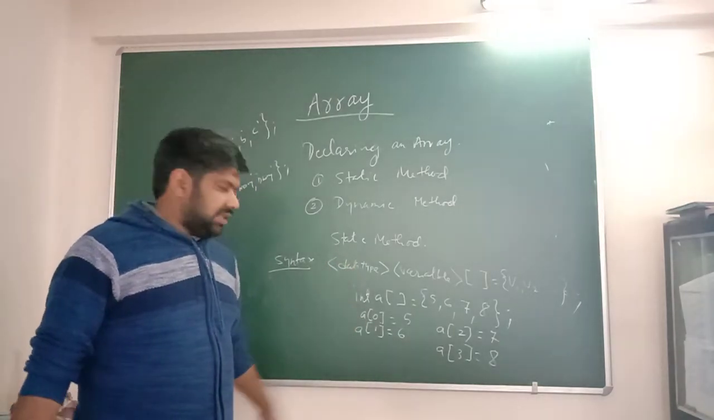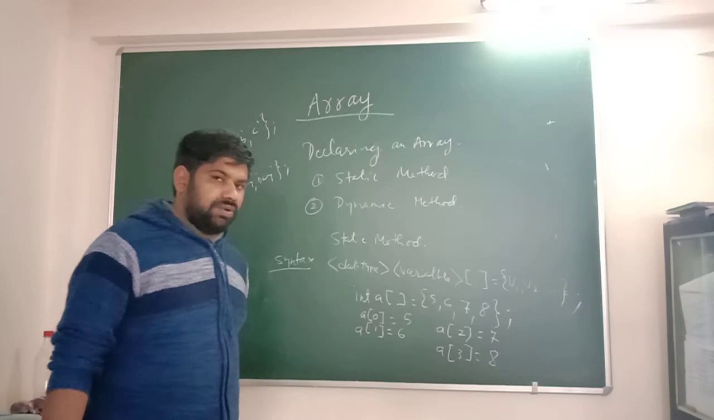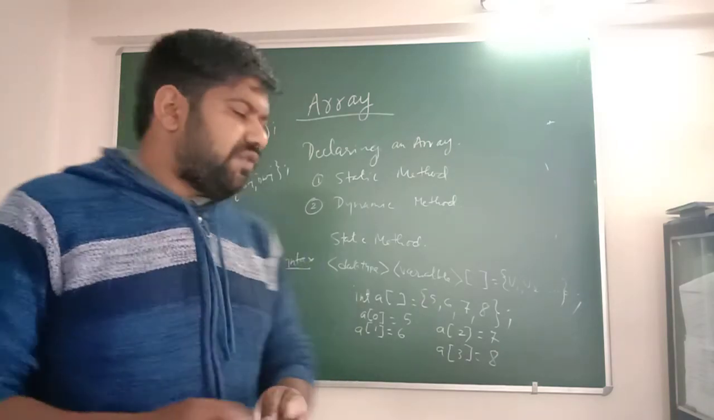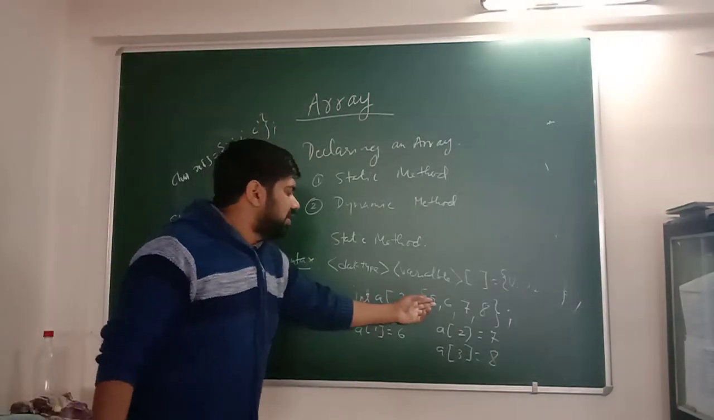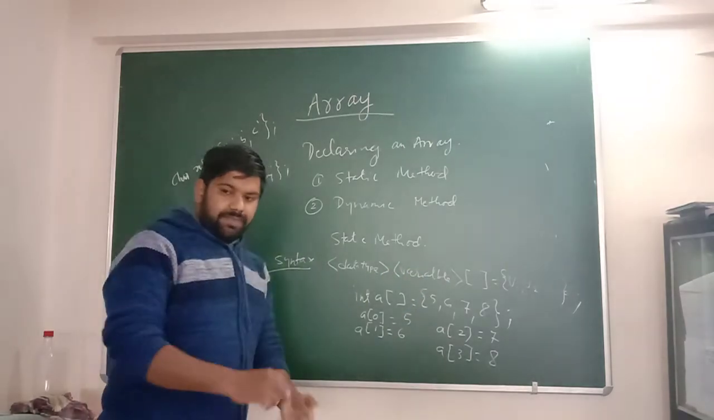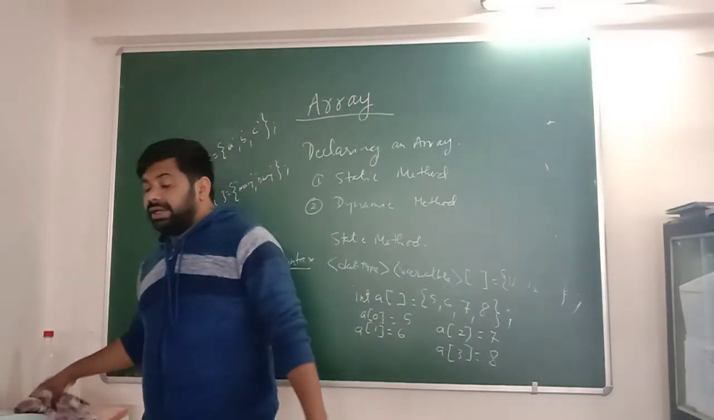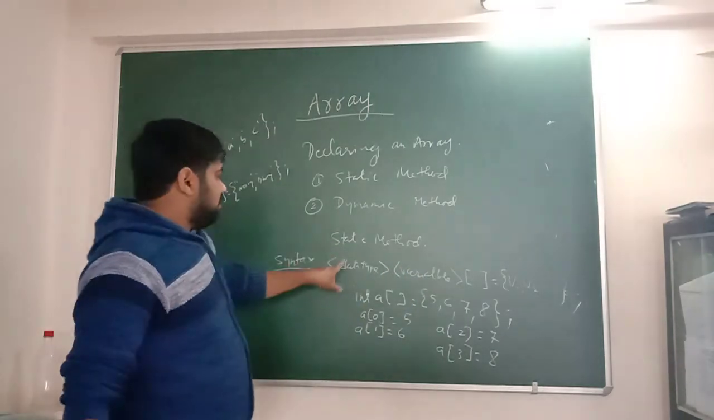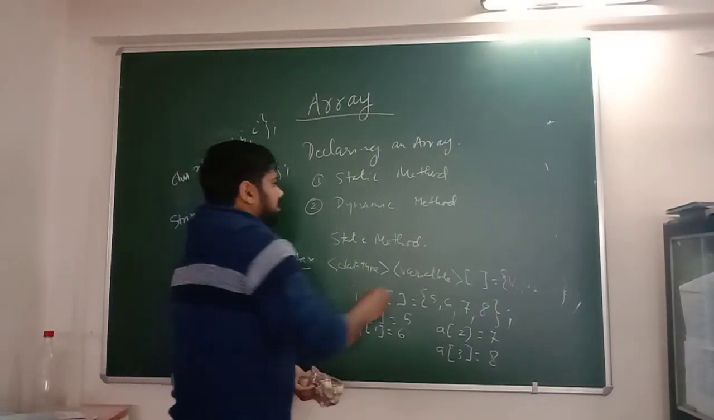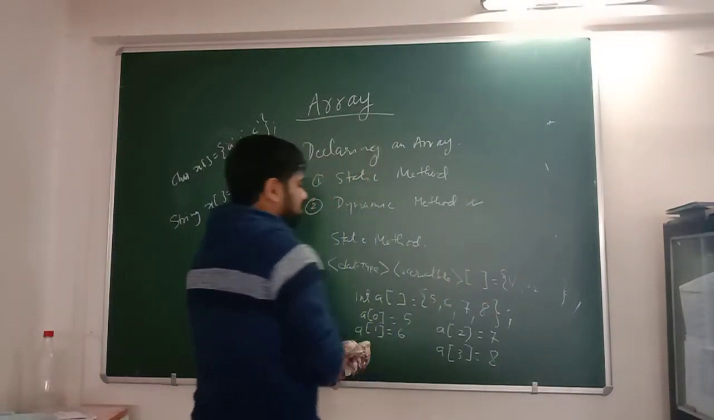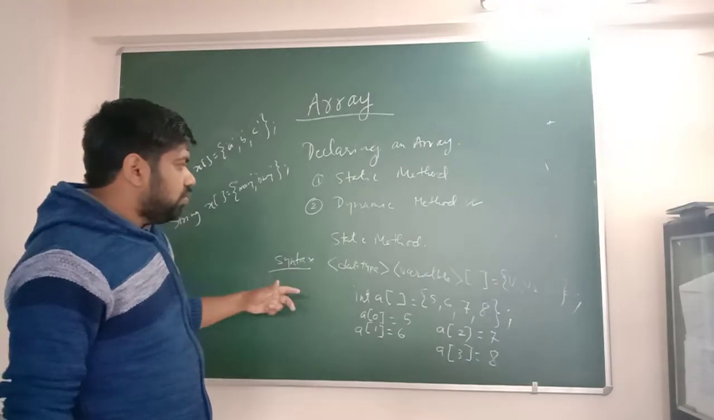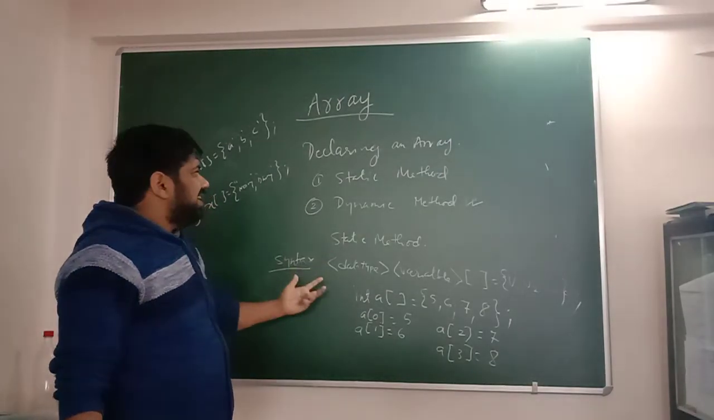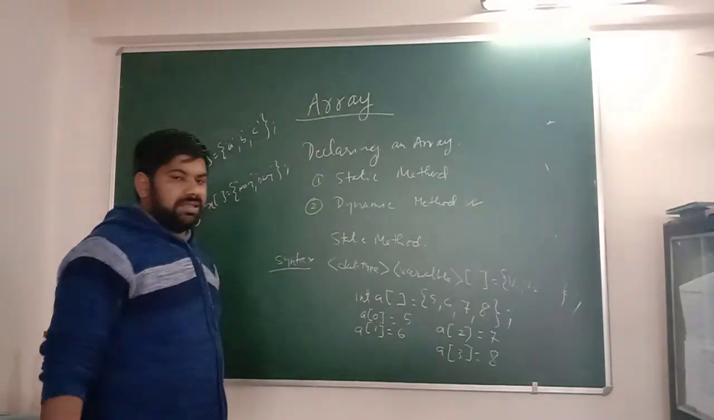Floating array, I think we are not going to do it, it's not that important. But if you want to declare a float array, float a equals, and all the numbers should be in decimal. The next thing we are going to learn is the dynamic method: how to store values or declare an array using the dynamic method.